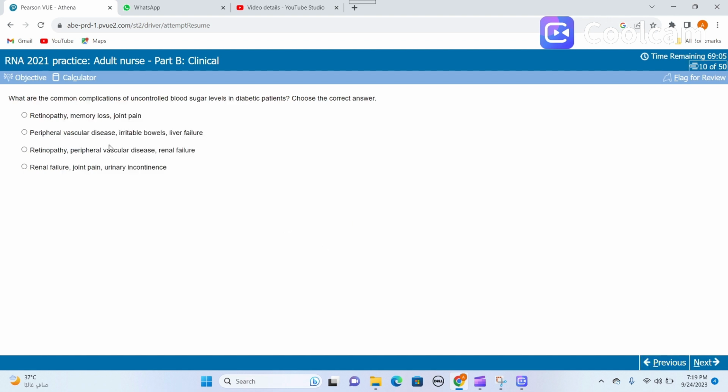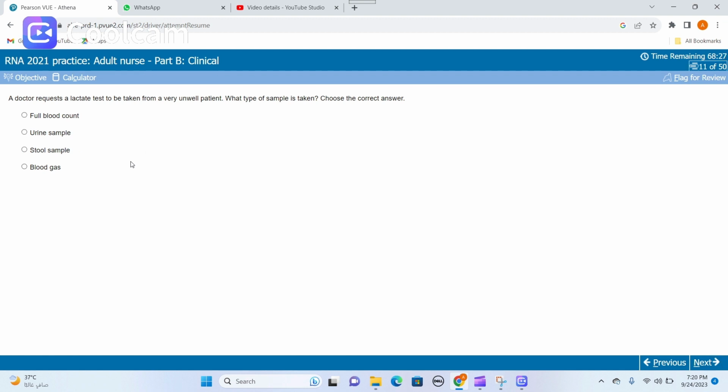What are the common complications of uncontrolled blood glucose levels in a diabetes patient? Meaning the sugars are not controlled and the patient has diabetes. What can be the complications? Yes, there will be retinopathy. Good. Retinopathy, memory loss. No, memory loss is not related to diabetes. Peripheral vascular disease is related, but irritable bowel is not related to diabetes. Retinopathy, peripheral vascular disease, and renal failure. Yes, this might be renal failure. Joint pain is not related to diabetes, so eliminate. So this might be the answer.